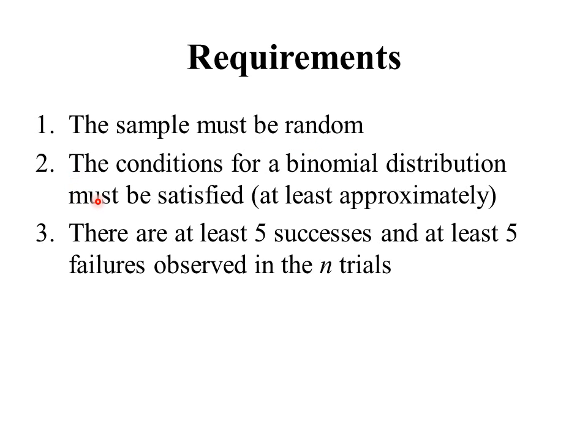Number two, the conditions for a binomial distribution must be satisfied. Remember, binomial distribution, you've got a set of n trials. They're independent. Each one is a success or failure, and the probability of success doesn't change. So as long as those requirements are approximately met, then this second requirement is satisfied. And then the third is that there are at least 5 successes and at least 5 failures in the n trials. And this third requirement is necessary to ensure that the sample proportion has an approximately normal distribution.